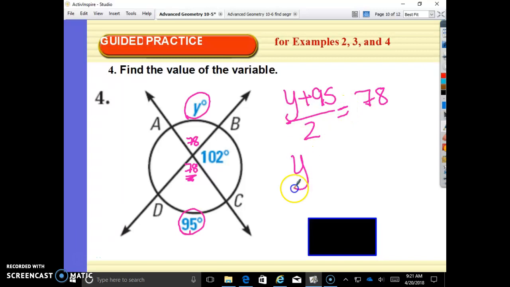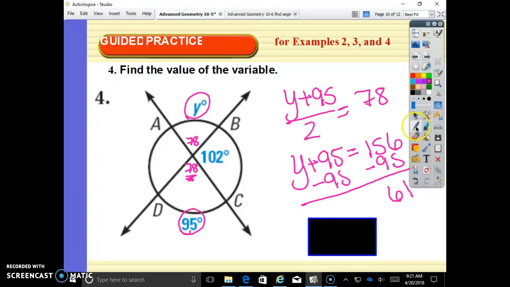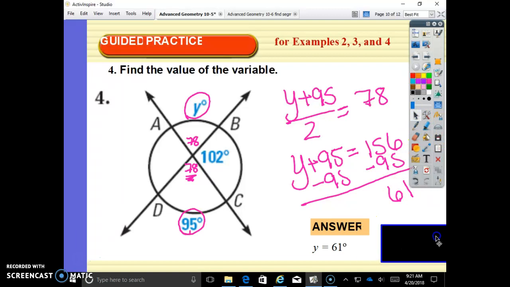So multiply by 2 on both sides first. What plus 95 equals 140 plus 16, 156. Subtract 95. 56 plus 5 more, so it's going to be 61. Y equals 61.